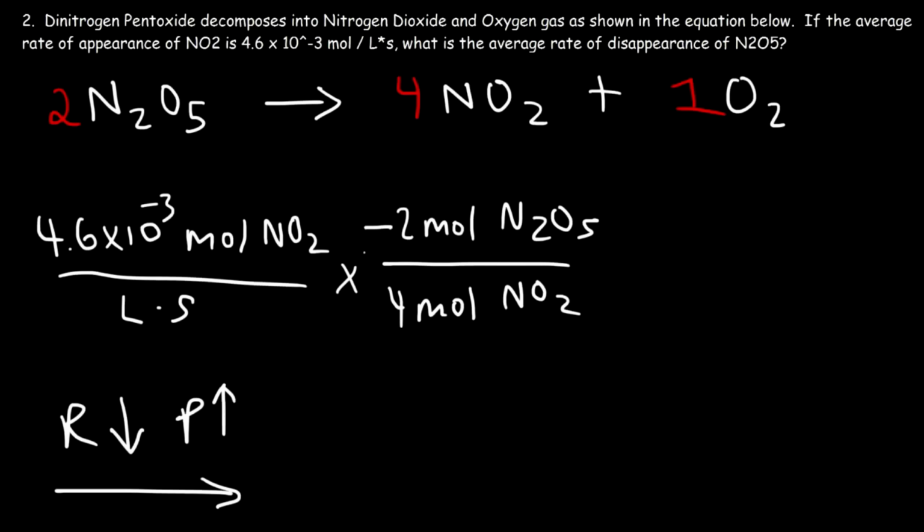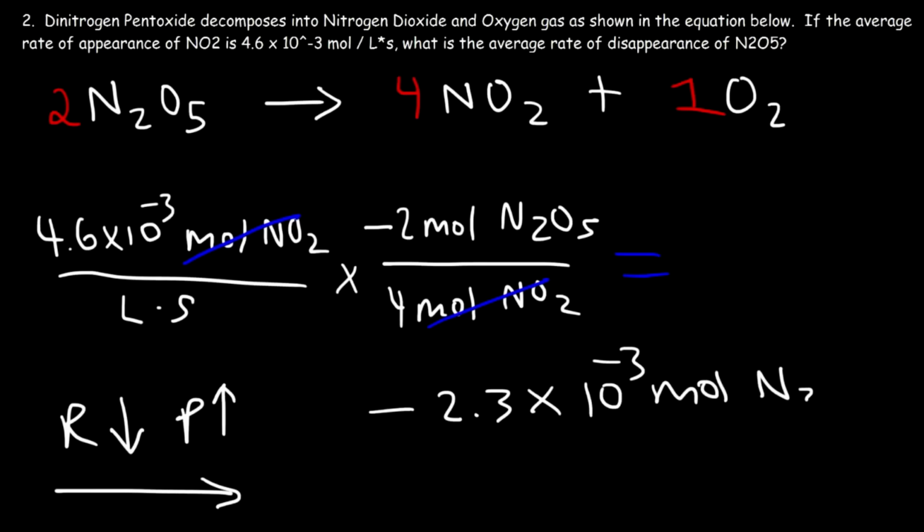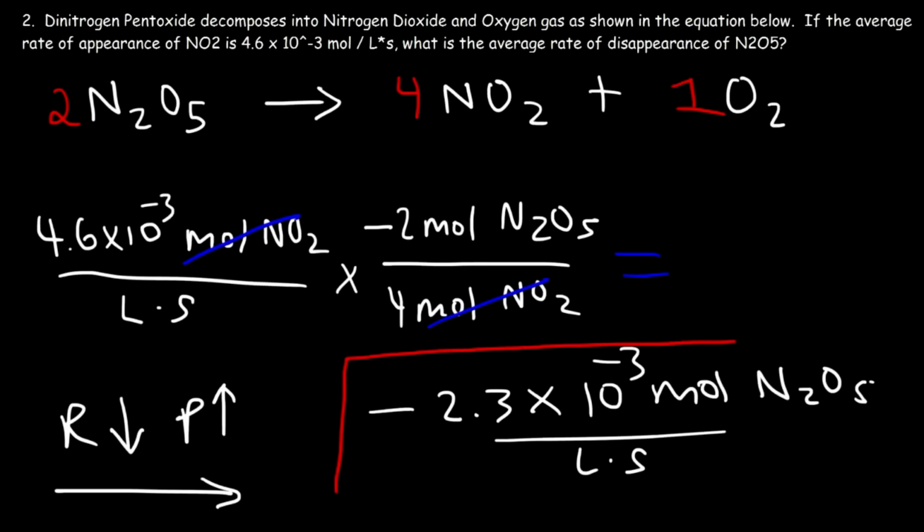So I'm going to put a negative sign since we're dealing with a reactant. So these units will cancel. And so it's going to be 4.6 multiplied by negative 2 divided by 4. And so the answer is going to be negative 2.3 times 10 to the minus 3 moles of N2O5 per liter per second. So that's how you can calculate the average rate of disappearance of N2O5.